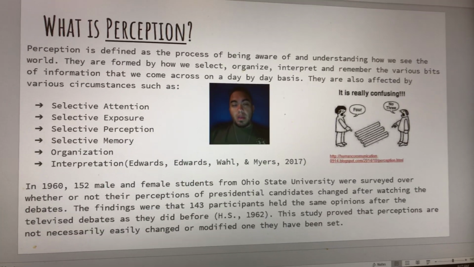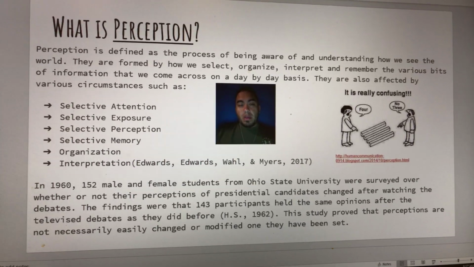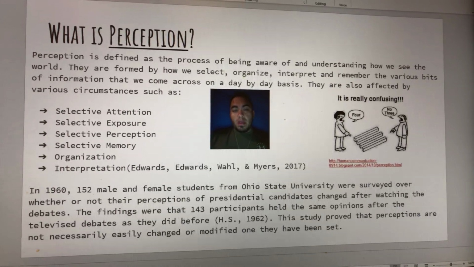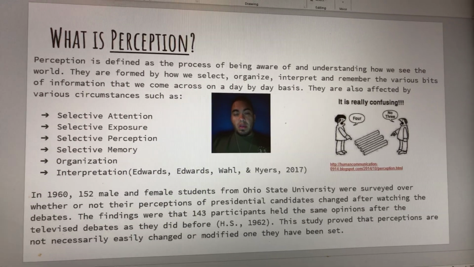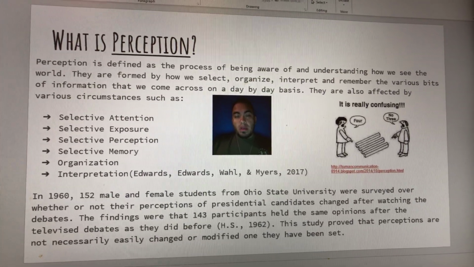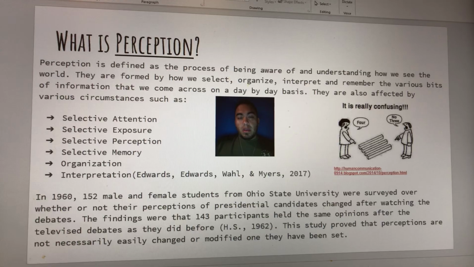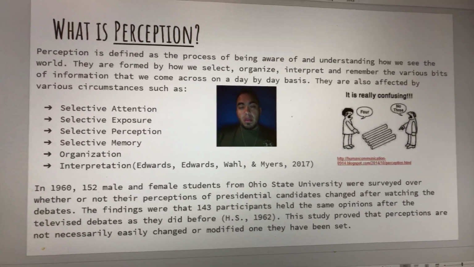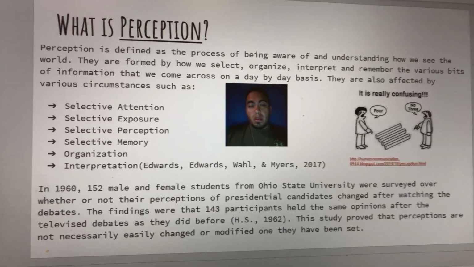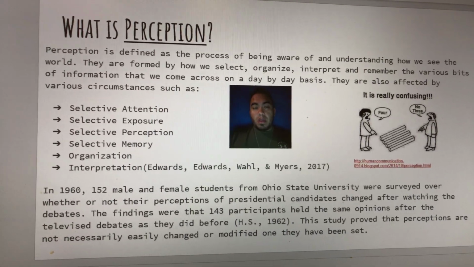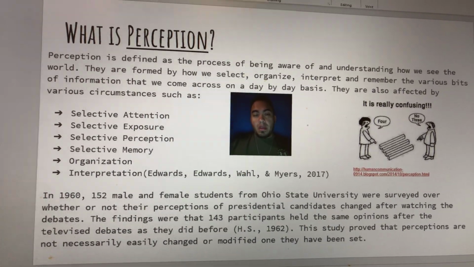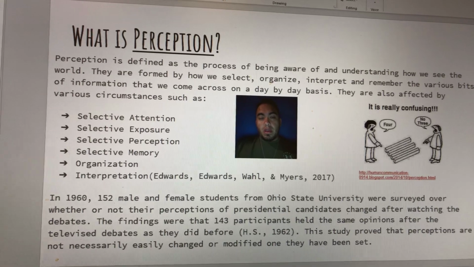Number 1 is what is perception? Perception is defined as a process of being aware of and understanding how we see the world. They are formed by how we select, organize, interpret, and remember the various bits of information that we come across on a day to day basis. They are also affected by various circumstances, such as number one, selective attention, number two, selective exposure, number three, selective perception, number four, selective memory, number five, organization, and number six, interpretation.